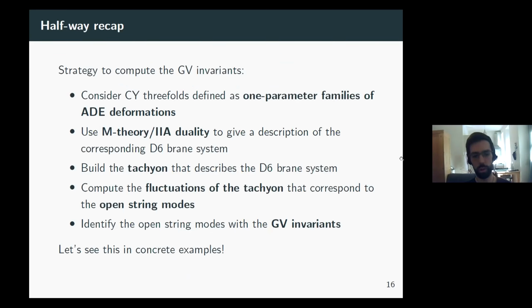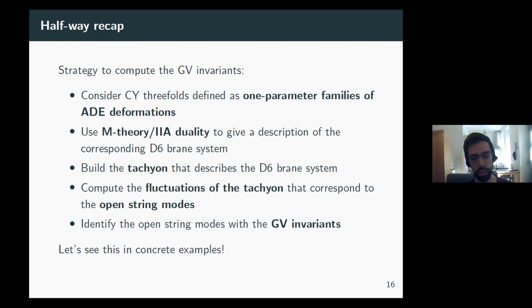So just to give you a recap of what I've shown you so far, the strategy to compute the GV invariants is as follows. We consider Calabi-Yau threefolds defined as one parameter families of ADE deformations. This is our setting. Then we use the M-theory and type 2A duality to give a description of the corresponding D6-brane system, and we build the tachyon that describes this D6-brane system. Then we compute the fluctuations of this tachyon that correspond to the open string modes, and finally we identify the open string modes between the D6-branes with the GV invariants of the Calabi-Yaus that we started from. So let's see how this works in concrete and explicit examples.